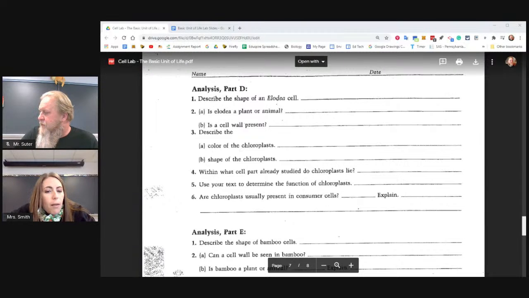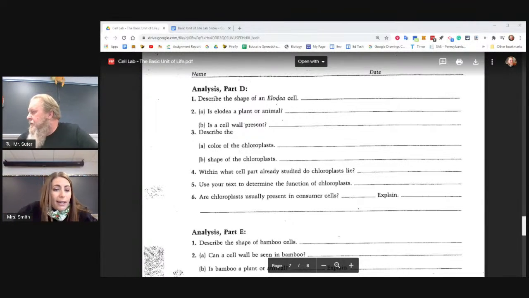So it says, within what cell part already studied do chloroplasts lie? So again, it's within the cytoplasm. Chloroplasts function to specifically make glucose, but we'll talk about that a little bit more in the next unit. Some of my students are there already, actually done with that section when we talk about photosynthesis. So kudos to them if they happen to be watching this. But basically, chloroplasts help to make food in very simple terms for plants.